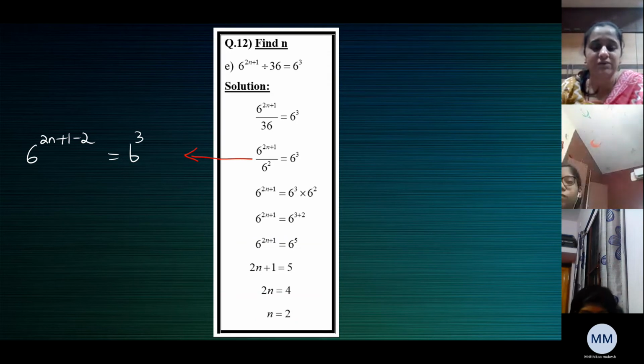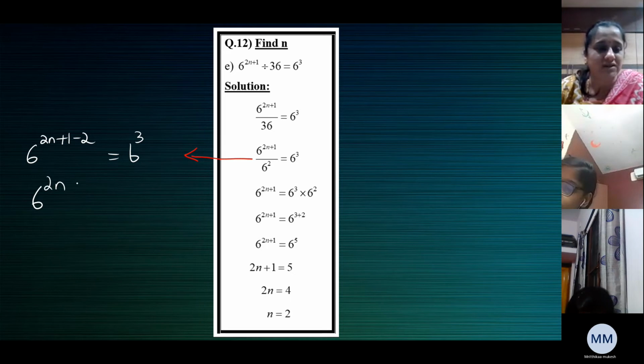Instead of cross multiplying, after this step, you can use the law. Bases are the same and it's division. So subtract the powers. 2n plus 1 minus 2 is equal to 6 cubed. So we get 6 to the power 2n minus 1 is equal to 6 to the power 3.